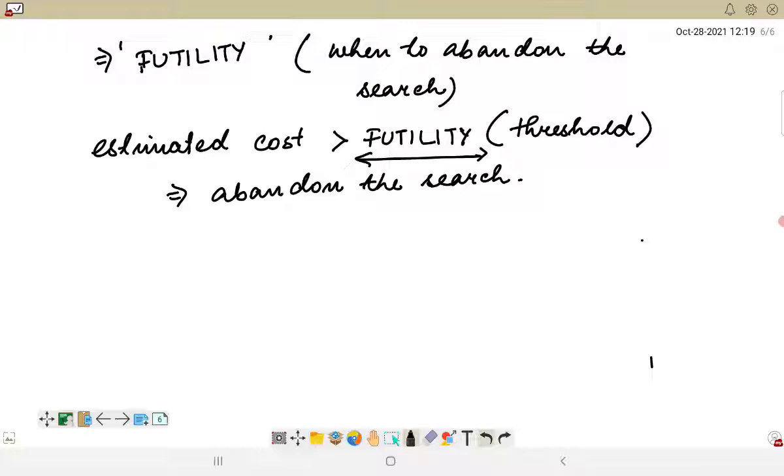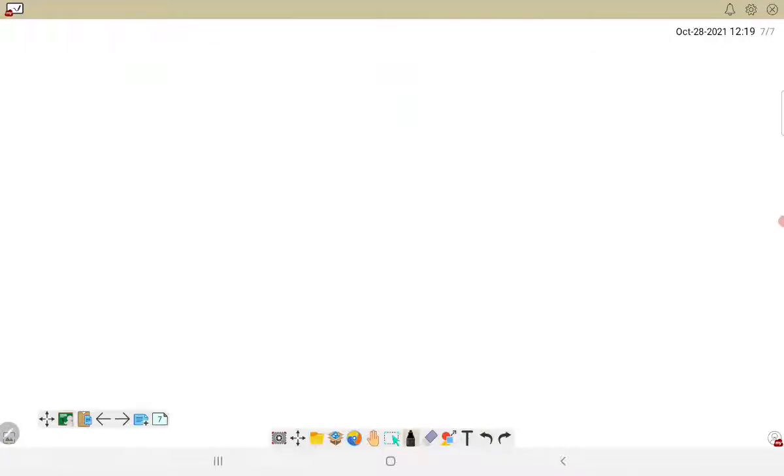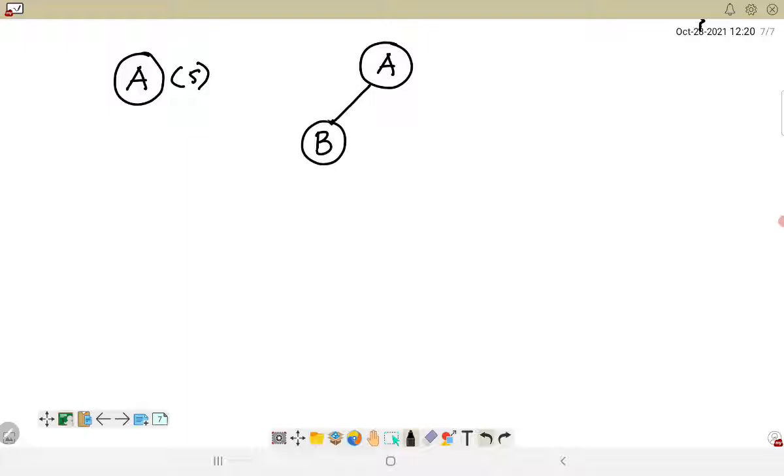Now let's see another example. Let's say I have a node A, and here the estimated cost is 5. After this, in step 2, I will expand this node A and I will receive three different successor nodes: B, C and D.